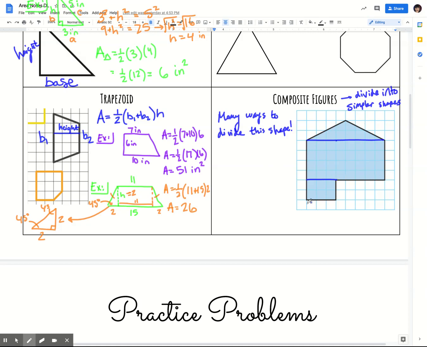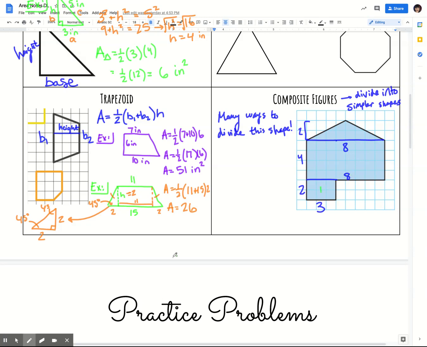Because this is on grid paper, that's going to help me, because I can figure out what these lengths are. So from here to here, this side is 2, this side is 3, the height of this middle rectangle is 1, 2, 3, 4, and its base is 1, 2, 3, 4, 5, 6, 7, 8. That means the base of the triangle at the top is also 8, and the height of the triangle is 2. So I'm going to find the area of my 3 shapes.